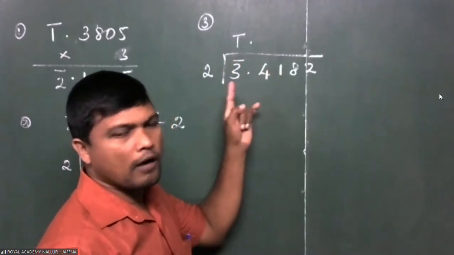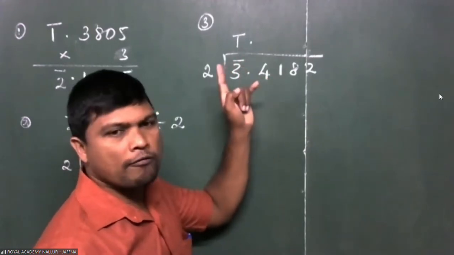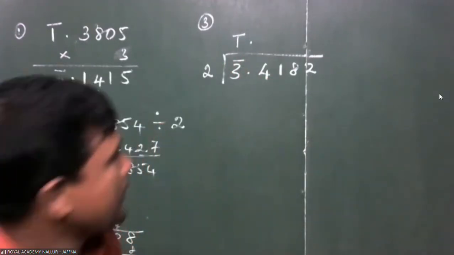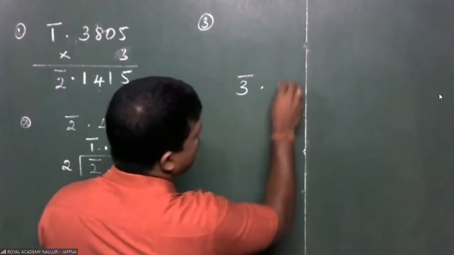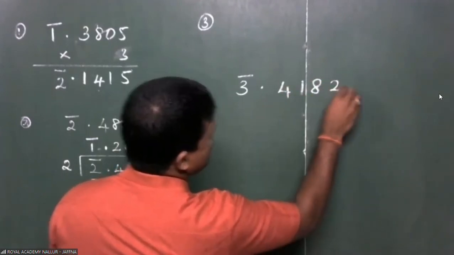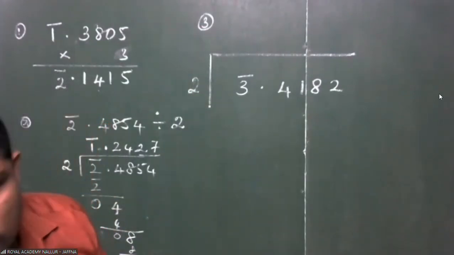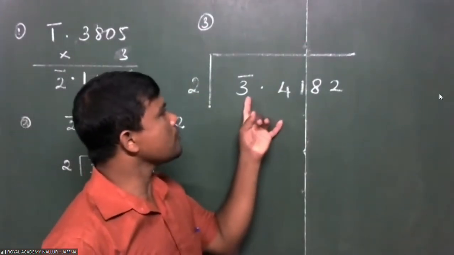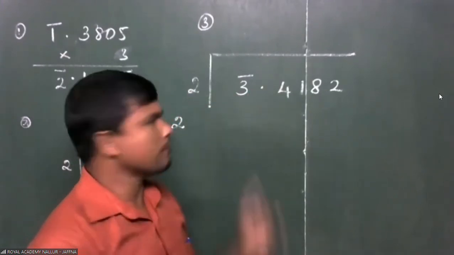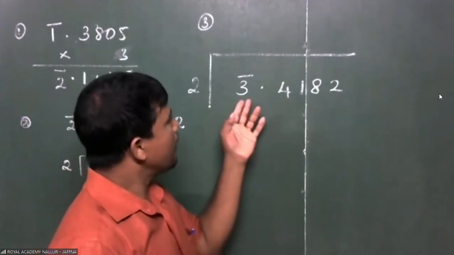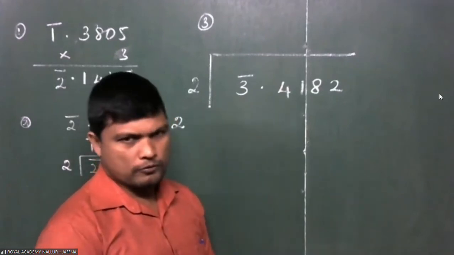By giving bar 1 to bar 3, we can make this bar 3 as bar 4. Right? That is important. Bar 3.4182, we are going to divide by 2. So, as I told, first work is making this bar value a multiple of the divisor. Now, the divisor is 2. By making it a multiple of the divisor, that can be bar 4.